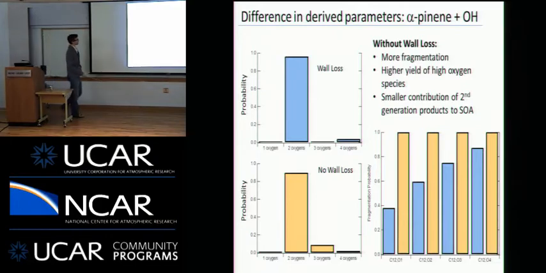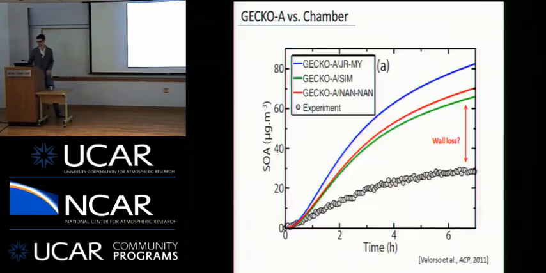But yeah, you end up, in general, without wall loss, you're going to get more fragmentation. You do get a little more of these higher oxygen species. You do get a smaller contribution of second-generation products to SOA when you include your wall losses as well. So you might think that multi-generational chemistry is not as important as it might actually be. So these are just some of the implications of including wall loss in an SOA fitting exercise. And I want to finish with this point.